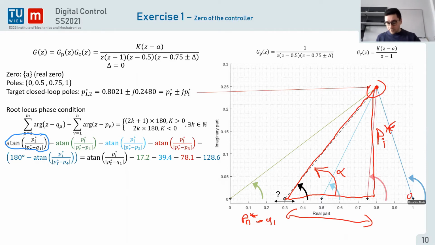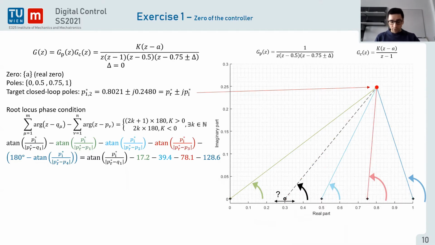If we had the 0 located here, then my segment will be the opposite, so Q1 minus PR star. So that's why here I'm using an absolute value, okay? And we can make exactly the same construction for all the other angles, so for all the poles, one by one, so the green pole here, then the blue one, the pink one, and the dark blue one. And we can fill everything in the formula.